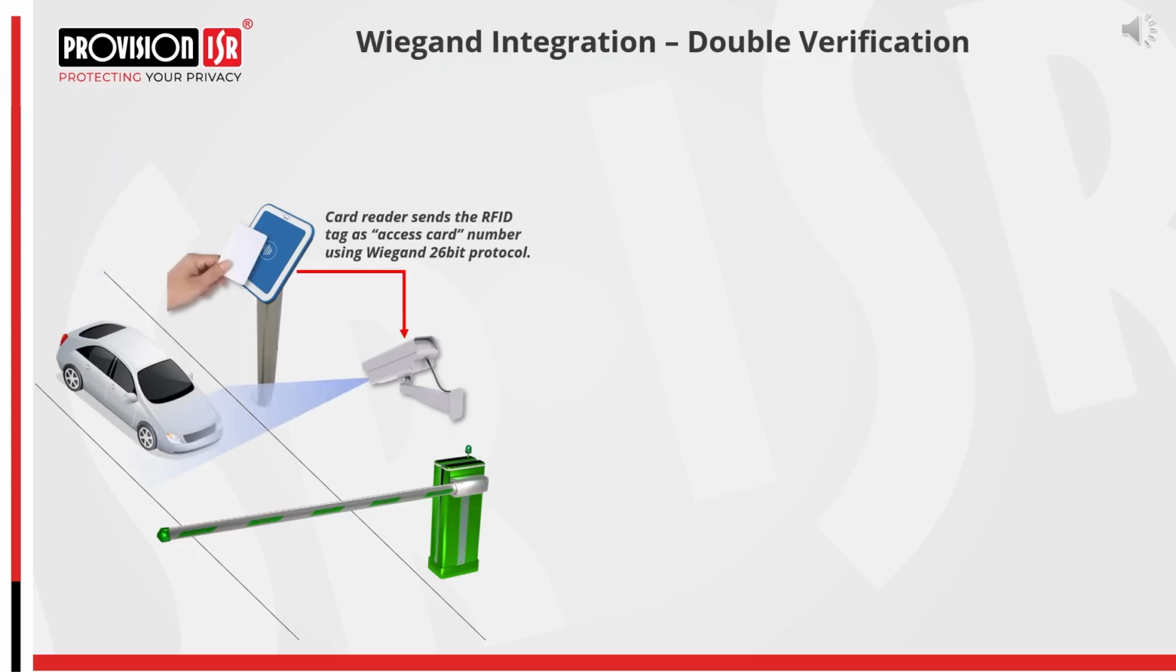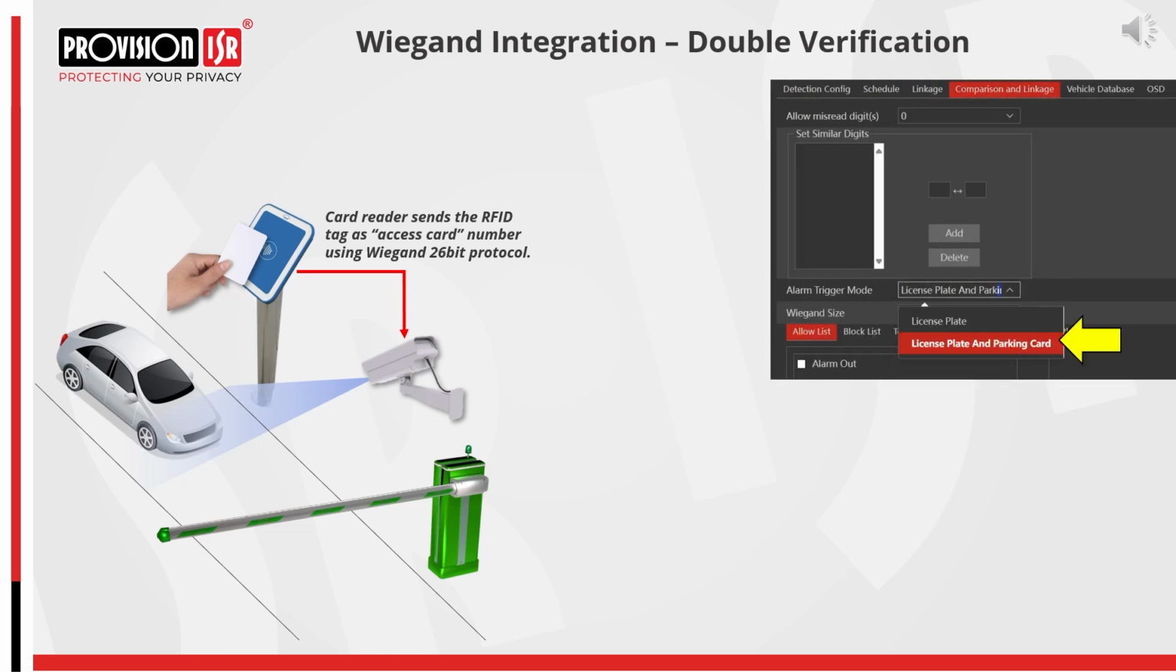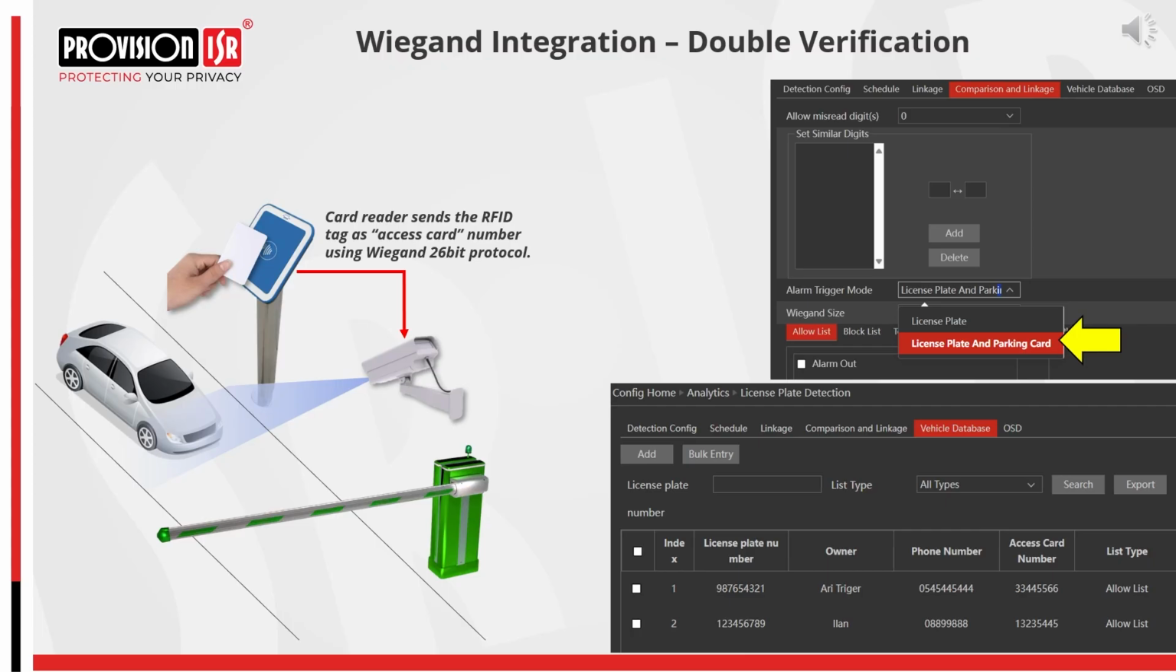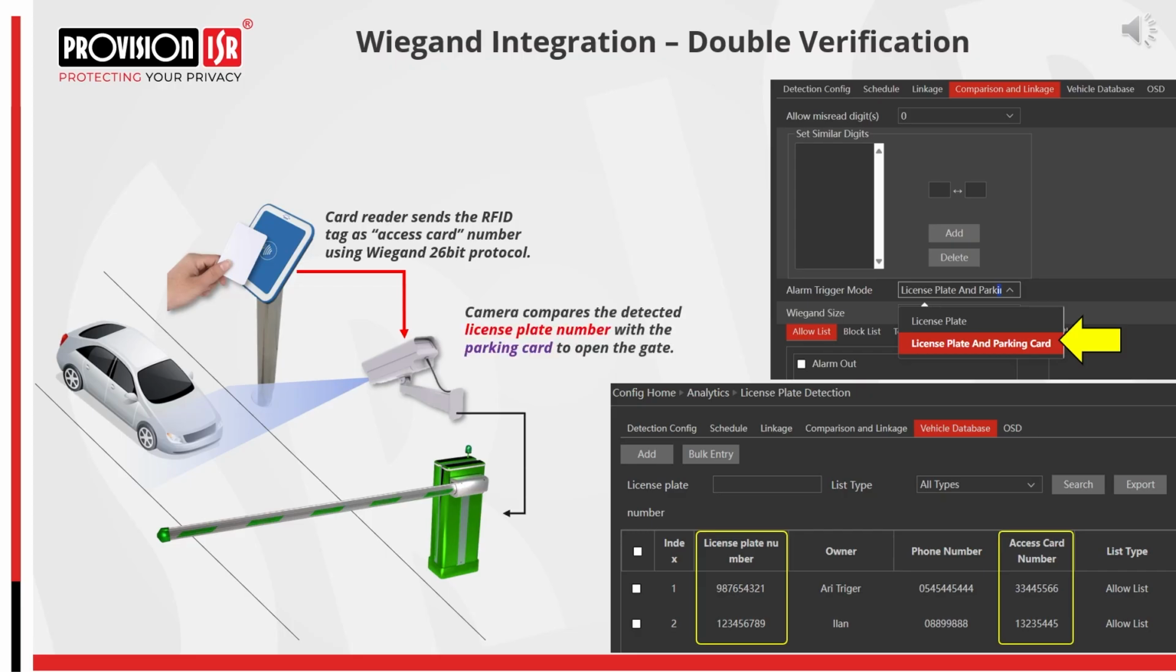In the LPR interface, this tag is treated as an access card, while the camera simultaneously reads the vehicle's license plate number. The camera performs a combined check of the detected license plate number and the received access card number. Only when both credentials are valid does the camera trigger its alarm output to open the gate. This means the Wiegand interface is used not only as an output from the camera, but also as an input into the camera, enabling a higher level of access control security.